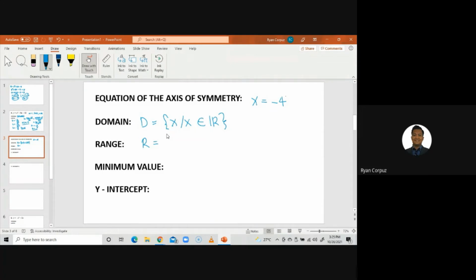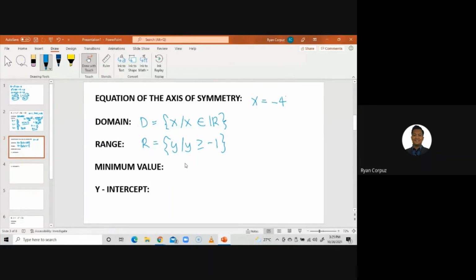Since the graph opens upward or your A is positive, so gagamit tayo ng greater than or equal. So it should be y such that y is greater than or equal to the value of k. Ano yung value ng k? What is again the value of k? Natatandaan? Negative 1. Negative 1, that's correct. So, ang range natin ay y such that y is greater than or equal to negative 1.